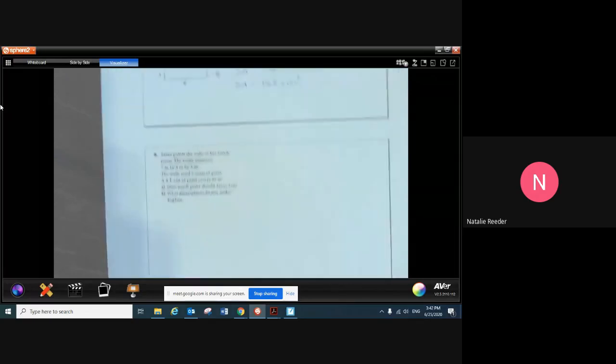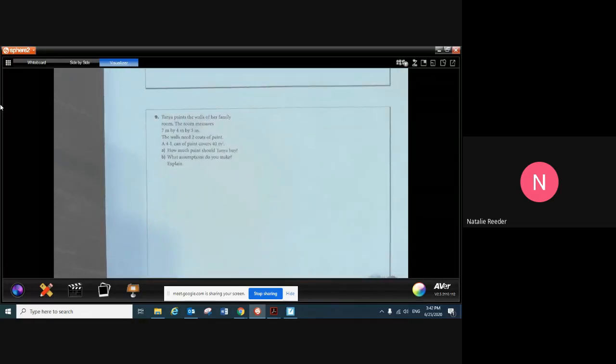All right, last example. Again, it's a word problem. Tanya paints the walls of her family room. The room measures 7 meters by 4 meters by 3 meters. The walls need 2 coats of paint. A 4-liter can of paint covers 40 meters squared. How much paint should Tanya buy?